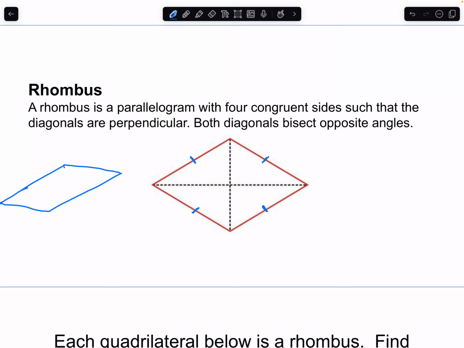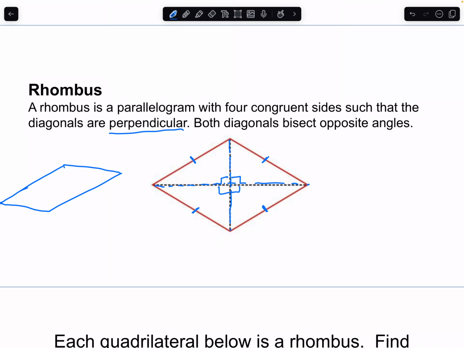This one, all four sides are congruent, and the diagonals are perpendicular, which means these dotted lines intersect at exactly 90 degrees. So all of these are 90 degrees. This is 90, this is 90, this is 90. They're all 90 degrees as an intersection. That's what makes a rhombus a very particular type of parallelogram. So knowing these two properties, diagonals intersect at 90 degrees, and that all the sides on the outside are congruent, let's begin.